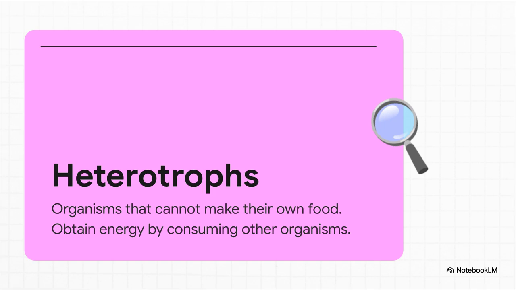Let's see how this builds into our next group, heterotrophs. These are organisms that cannot make their own food. Because they can't make it, they must obtain energy by consuming other organisms. And because of this, they're also called consumers. Examples here include animals, fungi, most bacteria, and protists. You and I, we fall right into this category.